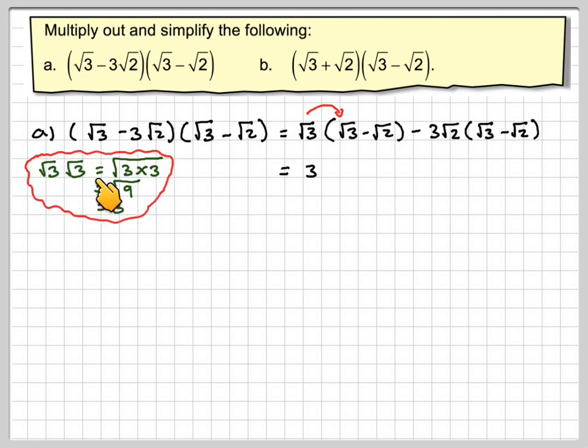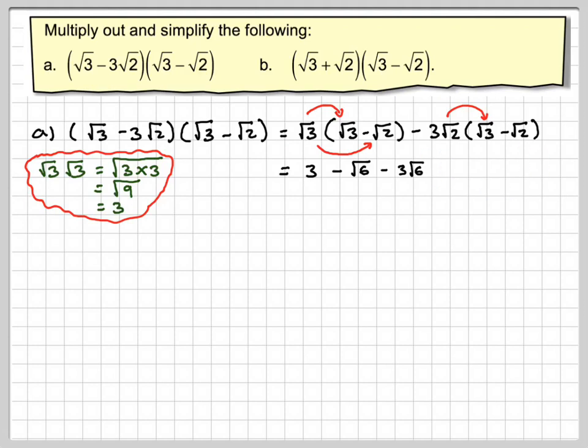And this is something very much worth learning. When you multiply a square root by itself, it will become the number which is within this square root. Root 3 times minus root 2, that's going to become minus root 3 times root 2, which is root 6. And then 3 root 2 times root 3 is going to become minus 3 root 6.